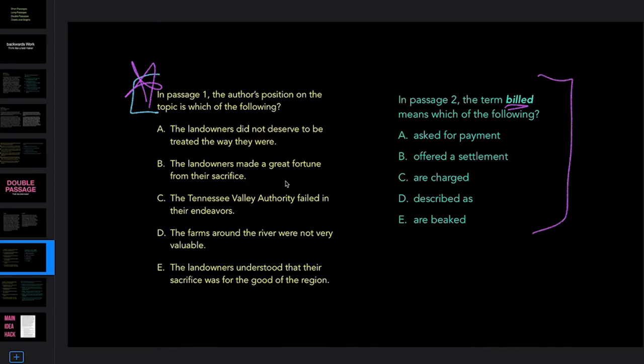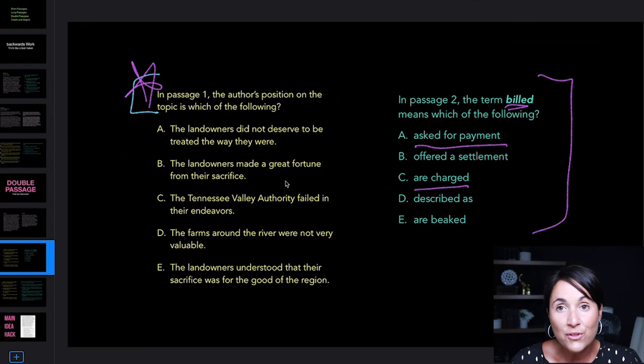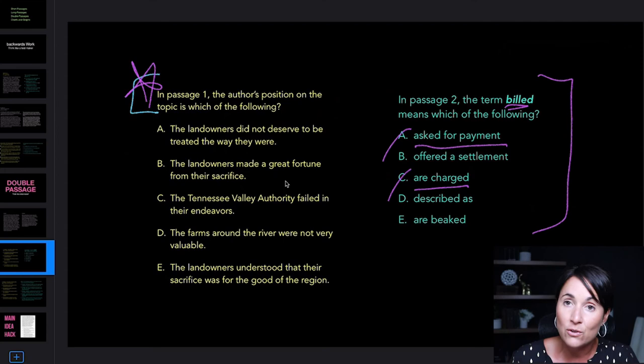And in this question, you're only allowed to pick one answer. You're only allowed one answer here. So you can't have two of the same answers. Well, notice here A says asked for payment, and this one here says charged. Asked for payment and charged. Both of those are the same. If I ask you for payment, am I charging you? Yes, I am. Guess what? Too close. I can only pick one answer choice here.